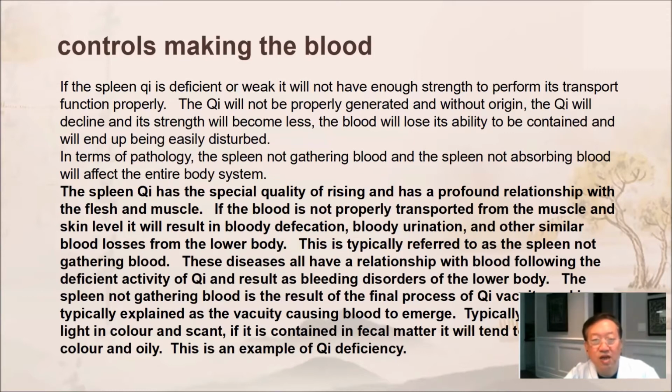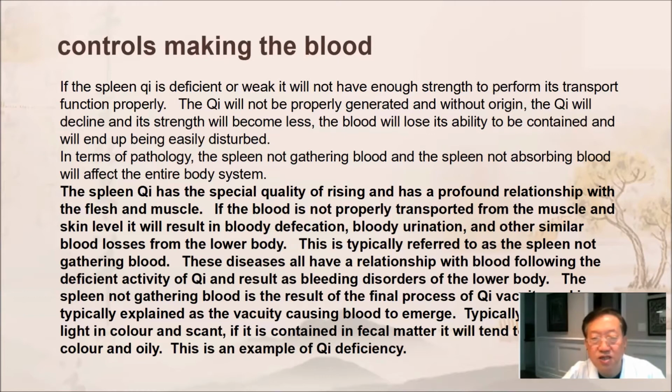In terms of pathology, the spleen not gathering blood and the spleen not absorbing blood will affect the entire body system. The spleen qi has the special quality of rising and has a profound relationship with the flesh and muscles. If the blood is not properly transported from the muscle and skin level, it will result in bloody defecation, bloody urination, and other similar blood losses from the lower body. This is typically referred to as the spleen not gathering blood.